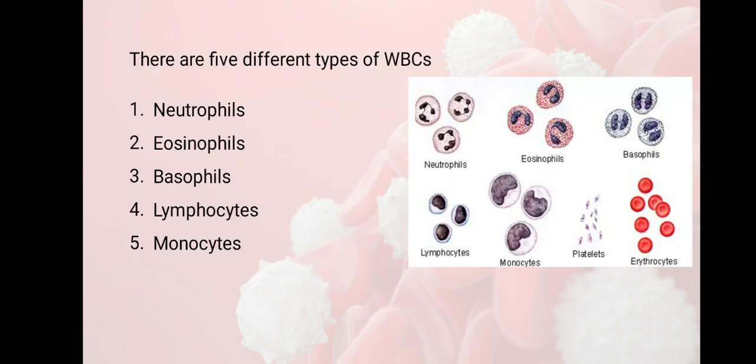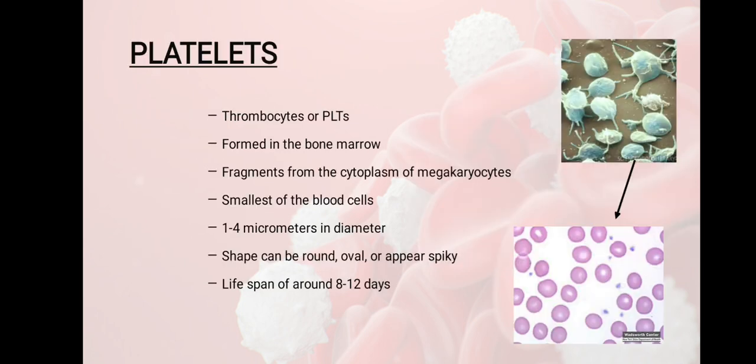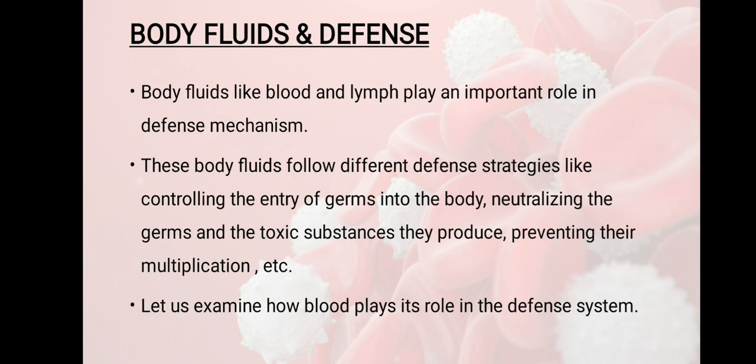There are 5 different types of WBCs: neutrophils, eosinophils, basophils, lymphocytes, and monocytes. Platelets, or thrombocytes, are formed in the bone marrow as fragments from the cytoplasm of megakaryocytes. They are the smallest of the blood cells, and their shape can be round, oval, or spiky. Lifespan is about 8 to 12 days.